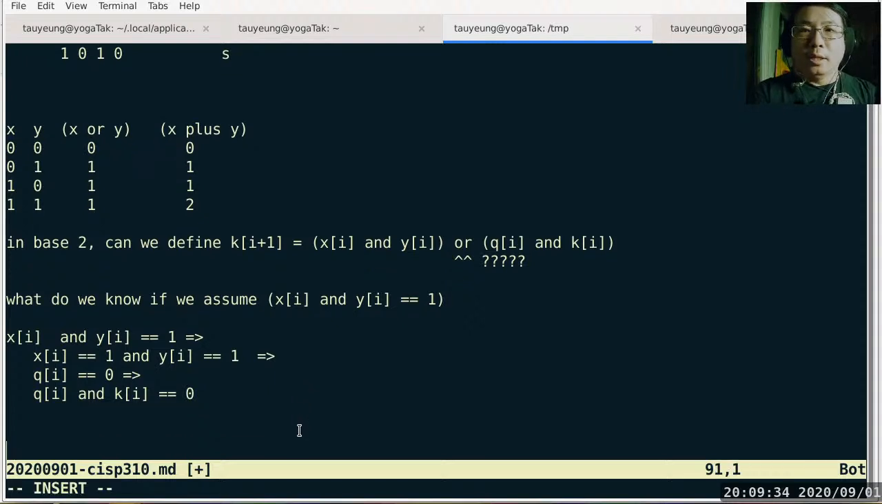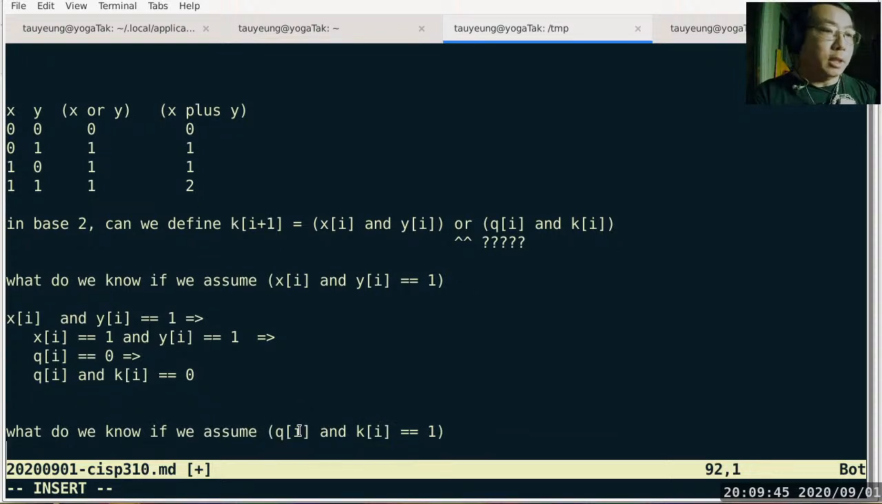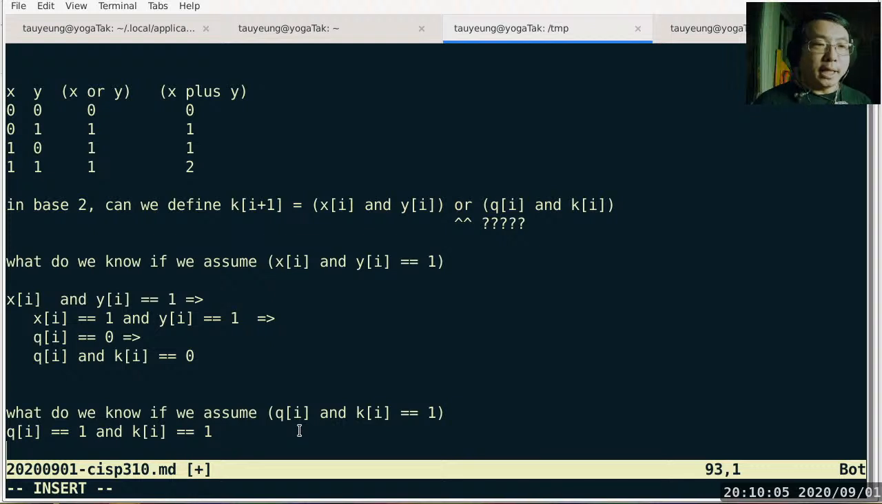So now we ask, what do we know if we assume Qi and Ki is a 1? Same deal, okay? Because it's a conjunction, if the result of a conjunction is a 1, that means every single component of the conjunction is a 1 as well. So we say Qi is a 1 and Ki is also a 1. Aha, okay. What can cause Qi to be a 1?